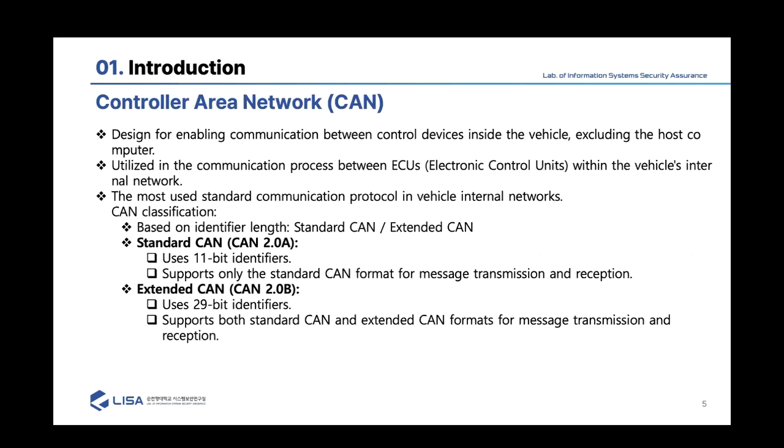Let's discuss CAN, designed for enabling communication between control devices in the bicycle, including the host computer. CAN is utilized in the communication process between ECUs within the bicycle internal network. It's the most used standard communication protocol in bicycle internal networks. CAN is classified based on identifier length. Standard CAN uses 11-bit identifiers, while extended CAN uses 29-bit identifiers and supports both standard and extended CAN forms.